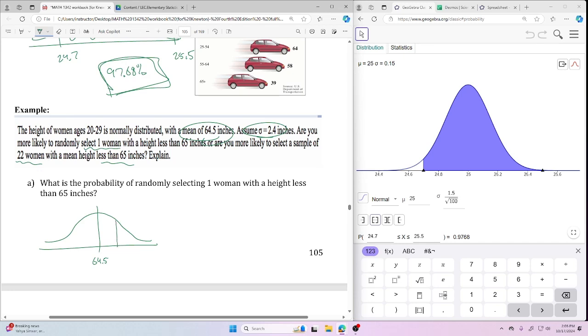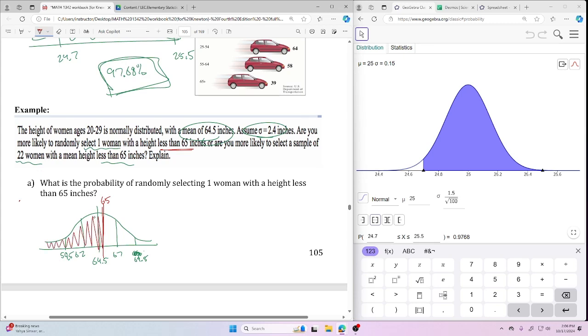So I'm going to go 2.5-ish, 67, 69.5. And on this side, if I subtract 2.5, 62, 59.5, just roughly, you know what I mean? Okay, so less than 65. 65 would be right here. There's 65. So what's the probability of less than 65?